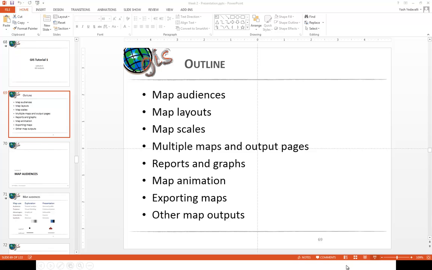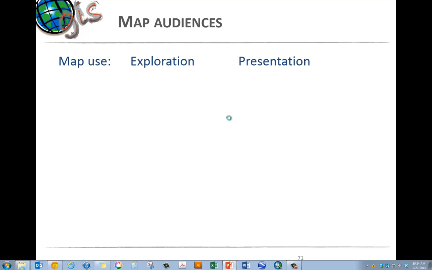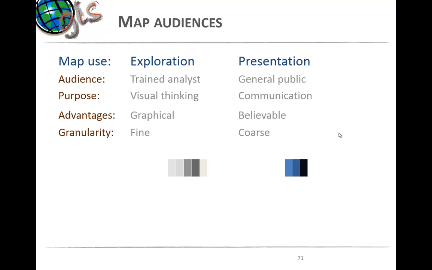So map audiences. It really depends on your audience what your map should look like. Most of the time you use ArcMap for two purposes, which is exploration or presentation. When you're exploring your data, you usually are a trained analyst looking for spatial trends and patterns, and this map is not for presentation quality. This is just for your understanding of the area that you're looking at, and this need not be a very fine-tuned map.